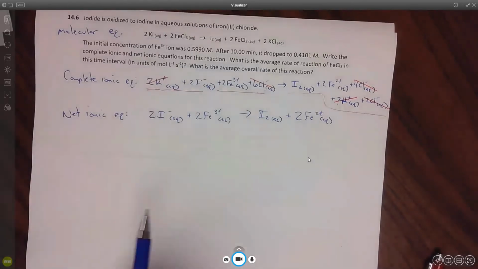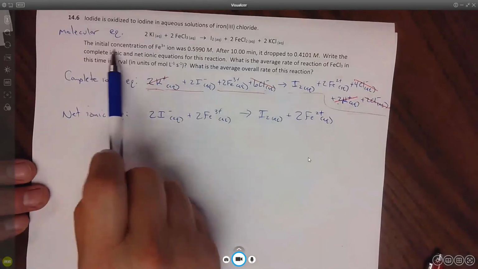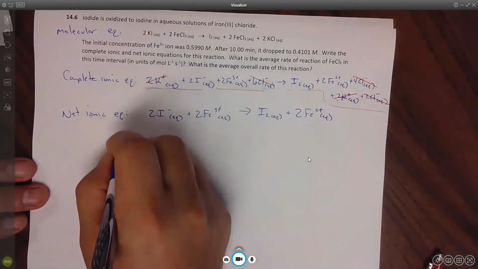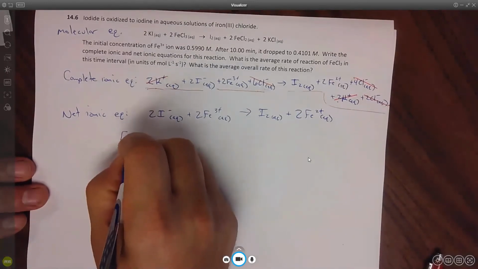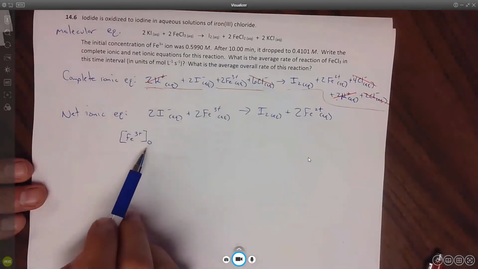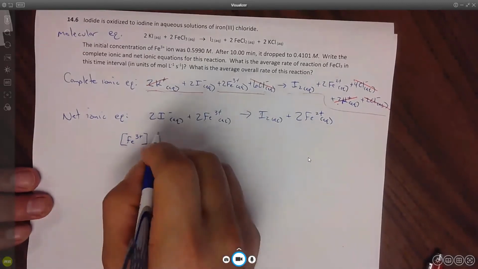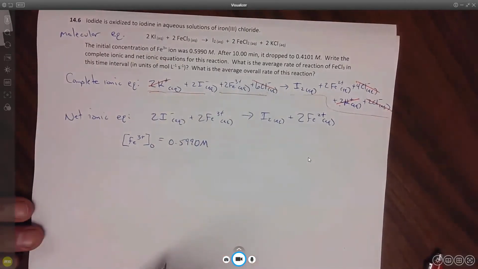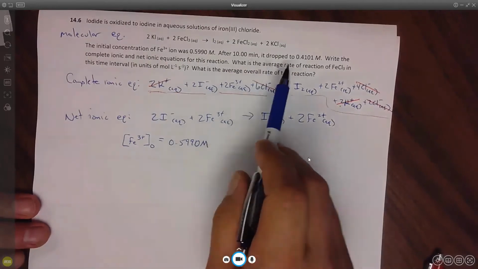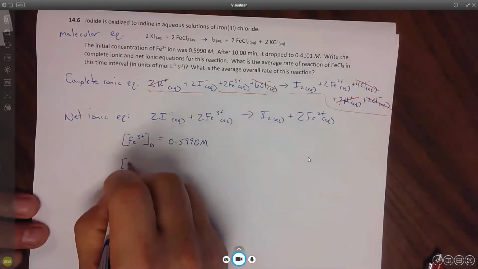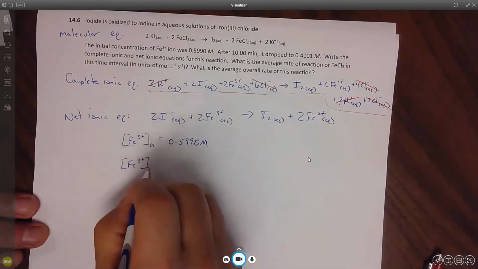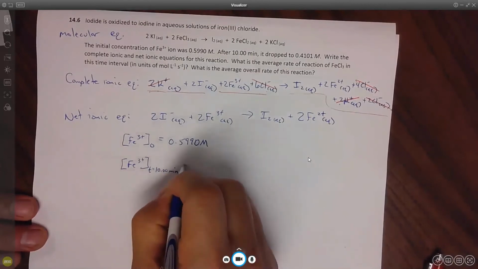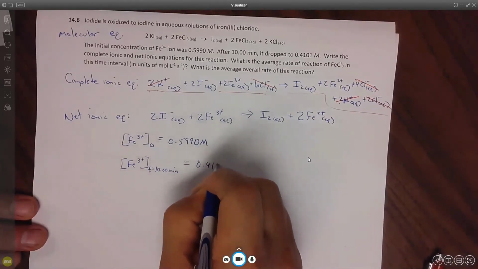Okay, so now let's come back to the question. The question says the initial concentration of iron 3, and I could write that like this. That naught means it's the initial concentration at time 0, equal to 0.5990 molar. Then it says after 10 minutes, it dropped to this concentration. So in other words, the iron 3+ after 10 minutes dropped to 0.4101 molar.